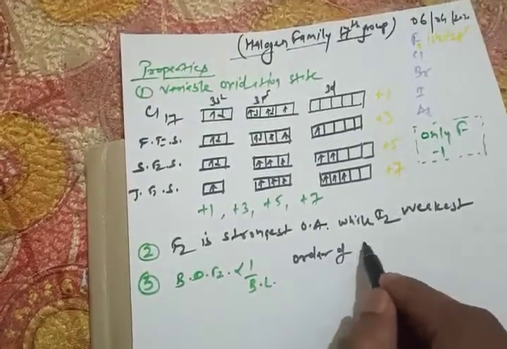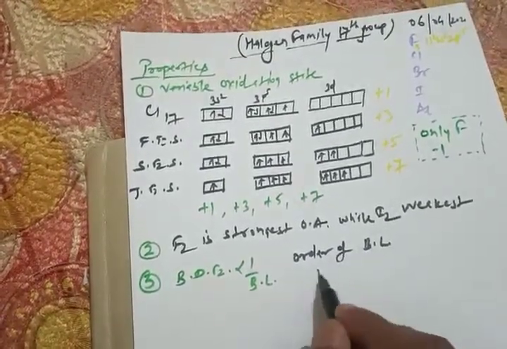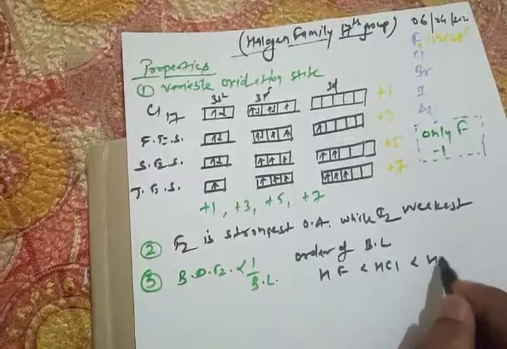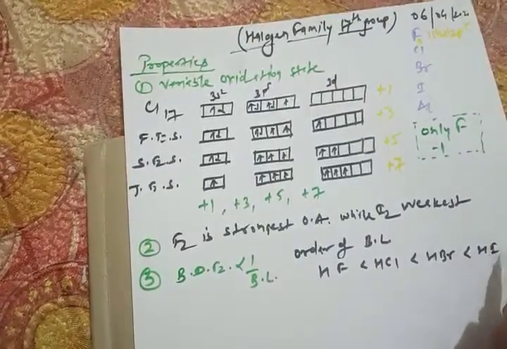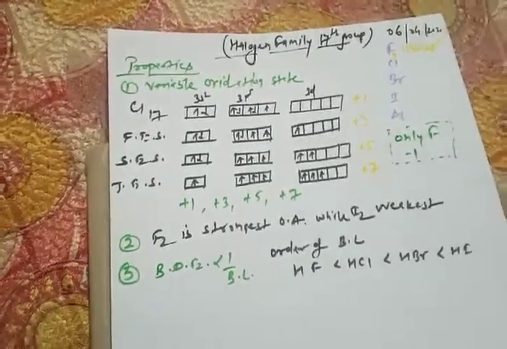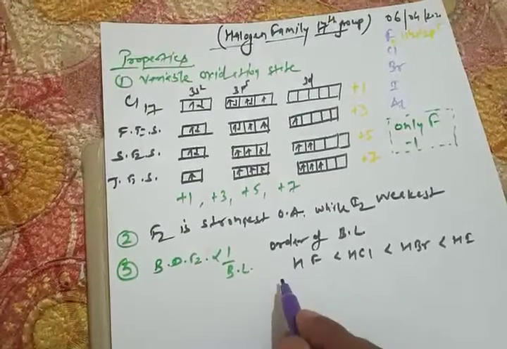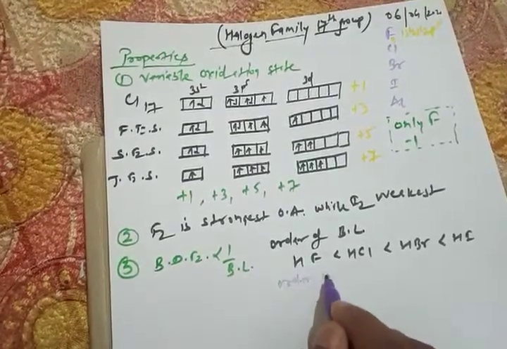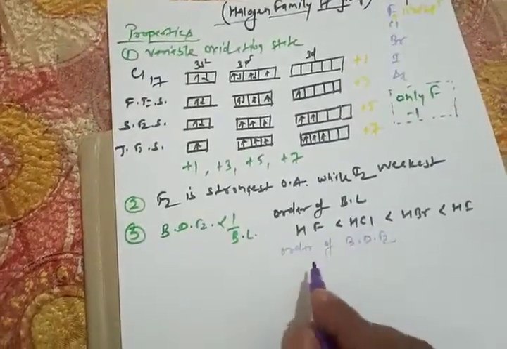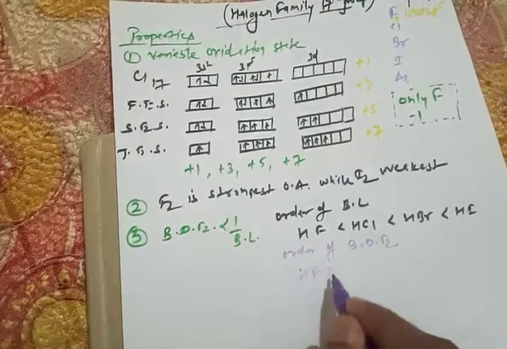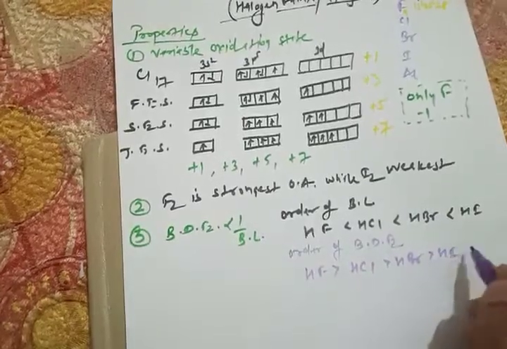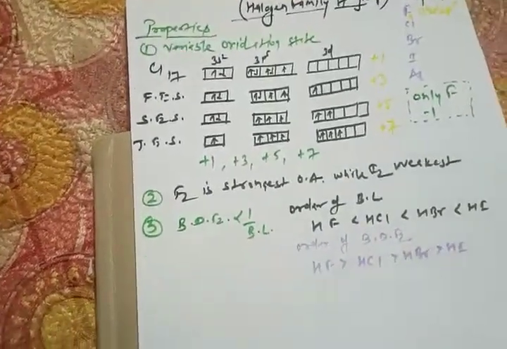So the order of bond length is HF, then HCl, then HBr, and then HI. This is the order of bond length. If the order of bond length is like this, what will happen with the bond dissociation energy? The order of bond dissociation energy will be reverse. HF requires the highest bond dissociation energy, then HCl, then HBr, and then HI. This is how they relate to each other.